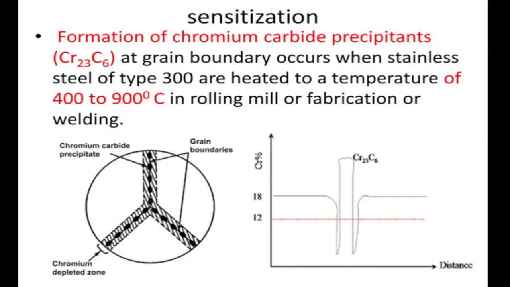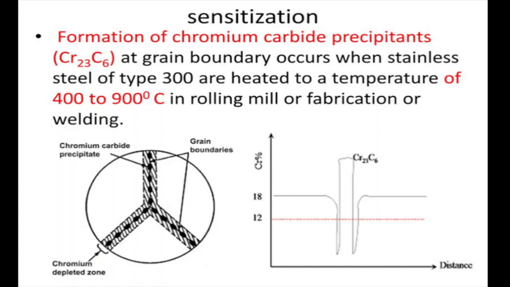One important thing over here is called sensitization. What is sensitization? That is the formation of chromium carbide precipitate, that is Cr23C6, at the grain boundary, and it occurs when stainless steels of type 300, I am not telling exactly 300, why I will explain in the next slide, are heated to a temperature of around 400 to 900 degrees centigrade in a rolling mill, in fabrication, or during the process of welding. This type of phenomenon takes place.